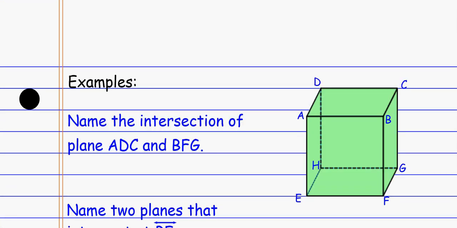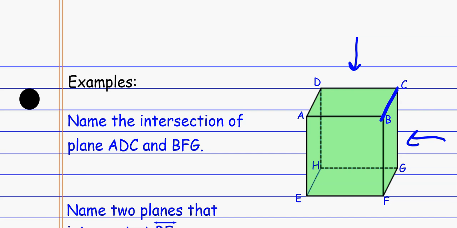So if we look at this, it says, name the intersection of plane ADC and plane BFG, all right? So again, here I have a box, and each side of the box is a plane. Each edge of the box is a line. And then those little points in the corner, those are points, okay? So name the intersection of plane ADC. So let's see, ADC is the top of the box. And plane BFG is the side of the box. So look at where those 2 sides come together. They come together right here at this edge.